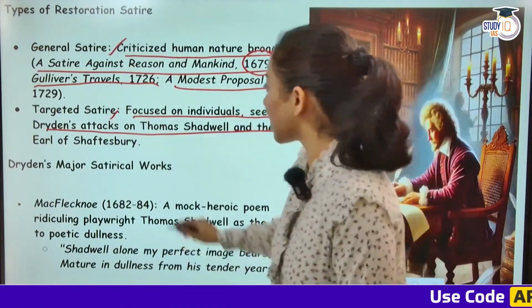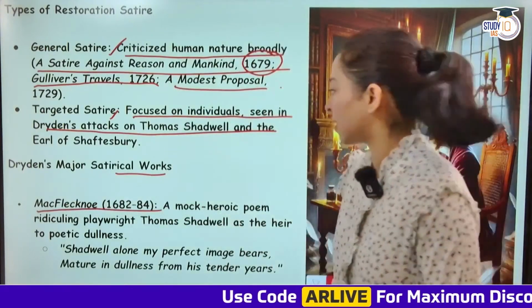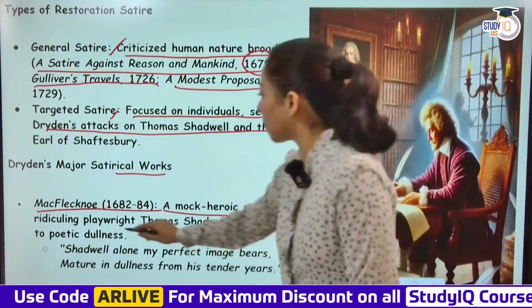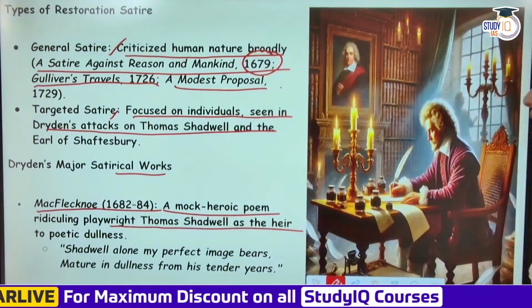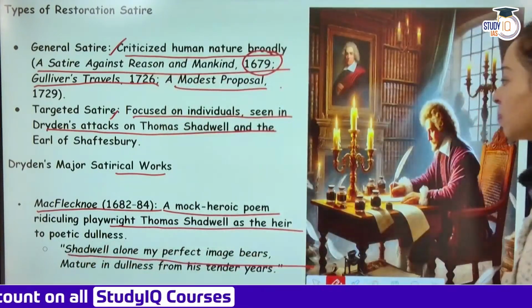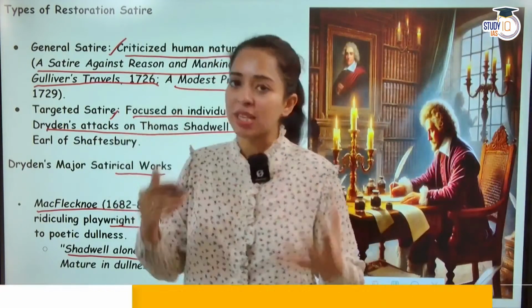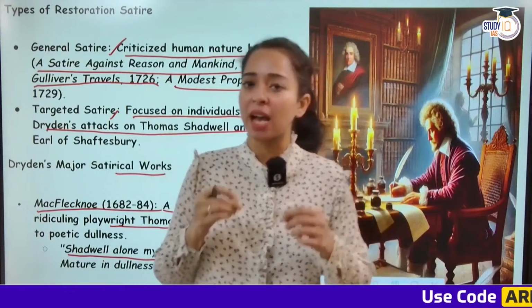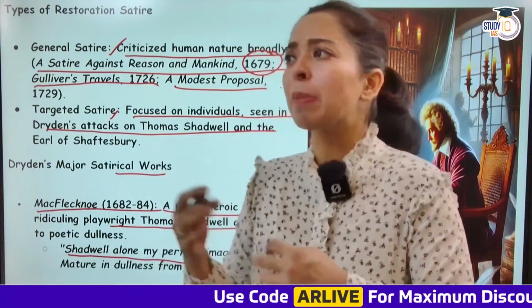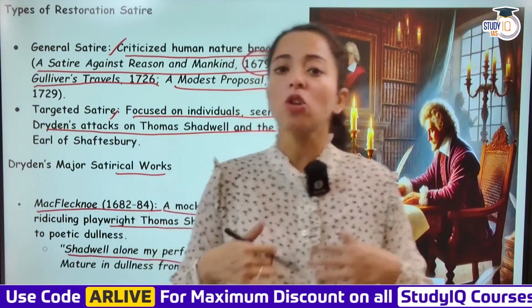Dryden का major satirical works कौन सा होता था? MacFlecknoe, 1682 to 1684, a mock-heroic poem जो कि ridicule करता था playwright Thomas Shadwell को as the heir to poetic dullness. "And Shadwell alone my perfect image bears, mature in dullness from his tender years." Okay, so types of Restoration satire में बहुत ही strong and significant role किसने play किया है? John Dryden ने. John Dryden के Absalom and Achitophel, चाहे वो political satire हो या MacFlecknoe satire हो, so all these things were there.